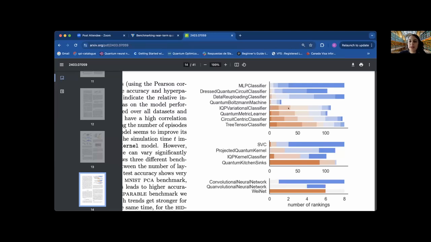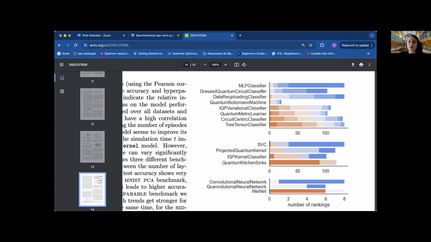So in the case of quantum ones, for example, the dressed quantum circuit classifier performed the best in several situations, except that the classical one performed better more often, right? So this dressed quantum circuit classifier seems pretty good. It performed the best in many situations, but it didn't perform as well as some classical ones, like the data re-uploading classifier. So hopefully this can give you the sense of which ones perform better, sometimes.